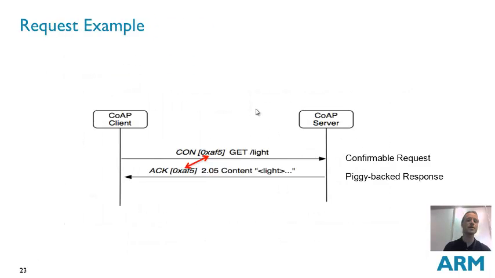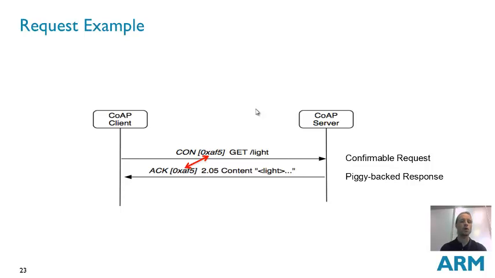Let's look at a request example. Here we have a CoAP client making a request to a CoAP server for a resource /lite. And this is a GET request, so the client's expecting to receive a resource representation back. So it makes a confirmable request. The message ID is included. That's 0xAF5 in this case. That request is encoded, sent to the server.